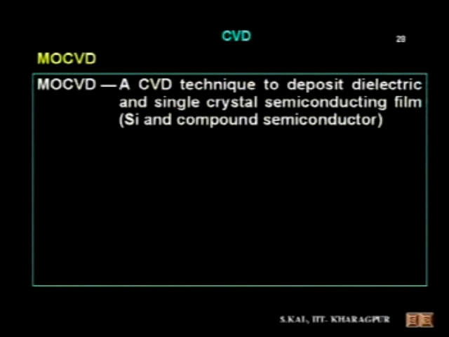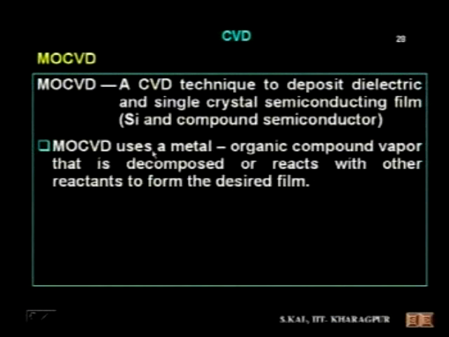So, MOCVD is basically a CVD technique to deposit dielectric as well as single crystal semiconductor film, in particular compound semiconductors and silicon based alloy semiconductors. Also this technique is used to deposit dielectric film. Metallo organic chemical vapor deposition. MOCVD uses a metal organic vapor as the source gas, a metal organic compound that is decomposed or reacts with other reactants to form the desired film.